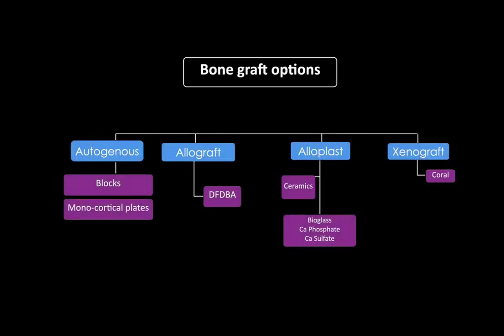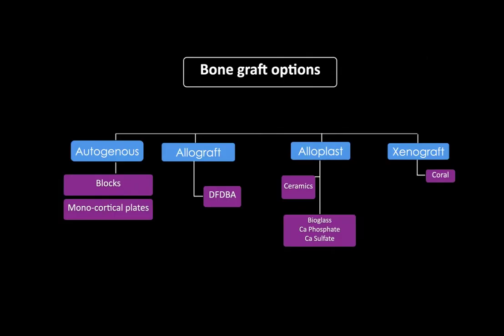So as I mentioned before, when I trained in 1993, there was autogenous bone, allograft, alloplast, and xenograft. And when we looked at the autogenous bone, there were the blocks. That's what we were training in the United States. And there was in Germany, Professor Khoury talking about monocortical plates. In the allograft space, there was only the DFDBA. And if you remember the paper of Becker, published in the Journal of Periodontology in 1994, when he grafted DFDBA in the socket, actually he said it's impeding the natural healing of a socket.